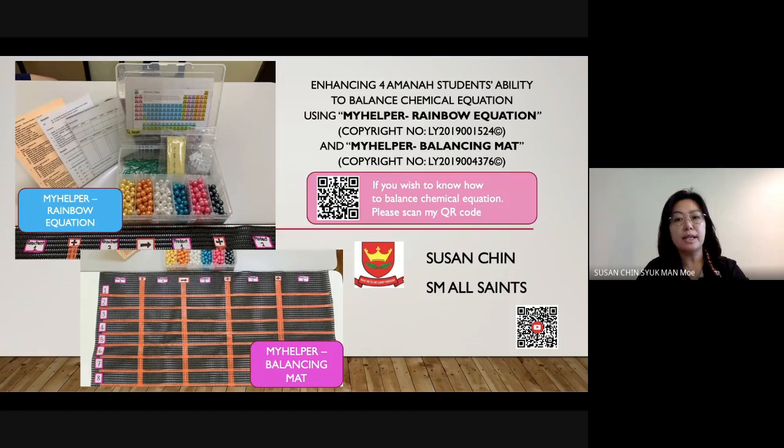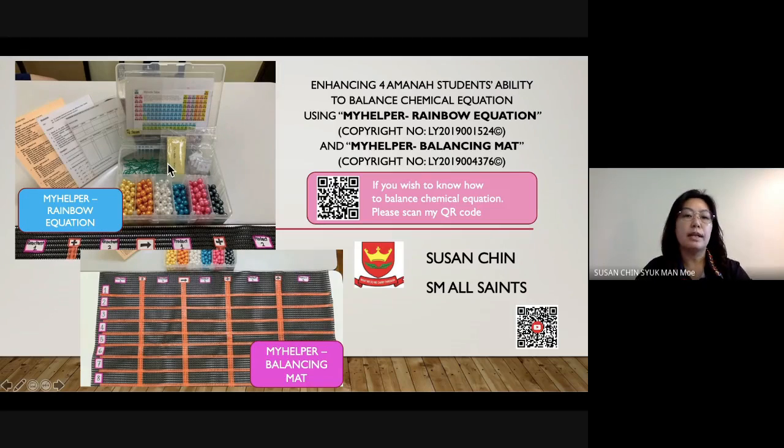Today, I would like to present to you my action research. The title of my action research is Enhancing Empat Amanah Students' Ability to Balance Chemical Equation using Myhelper-Rainbow Equation and Myhelper-Balancing Math. Here is a QR code. If you wish to know how to balance a chemical equation, you can scan my QR code to see the video of how to do the balancing.